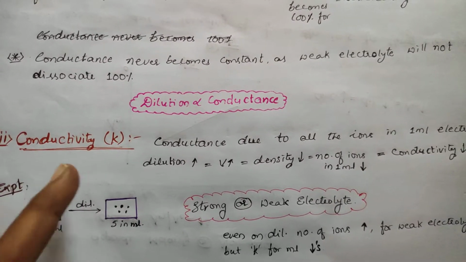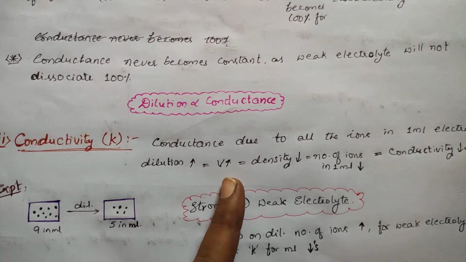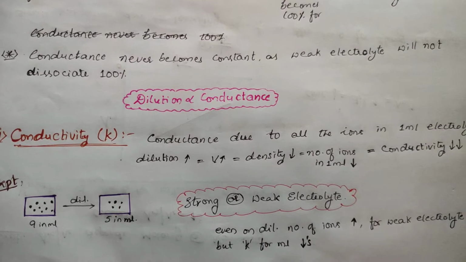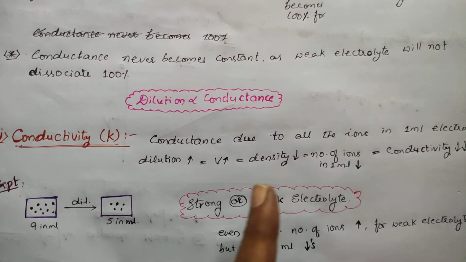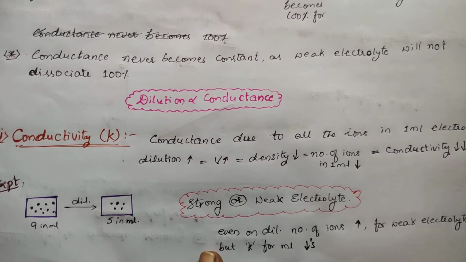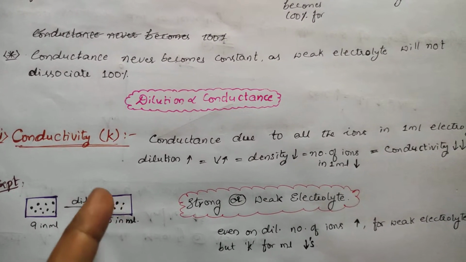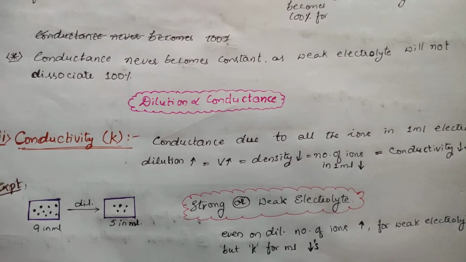So what happens if you increase the dilution? The volume will be increased. And what happens to the density? Density means the number of ions present in a given volume. They will be decreased. So the number of molecules per ml decreases. See, with increase in the dilution, the total number of ions will be increased. That is the other condition.